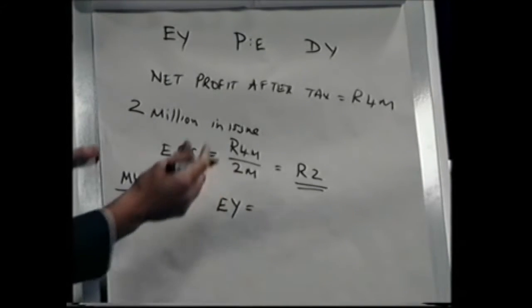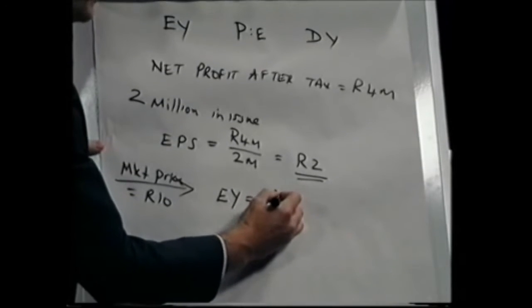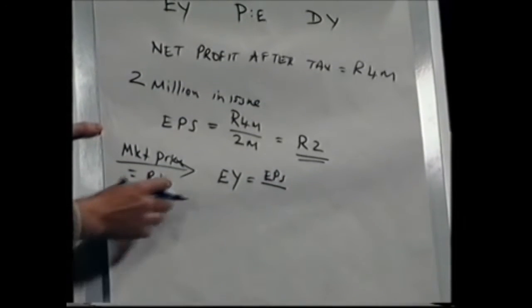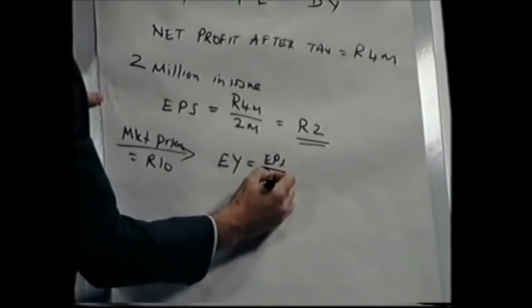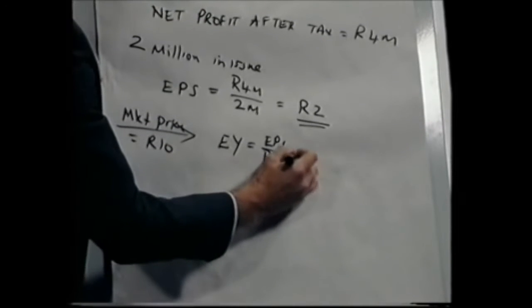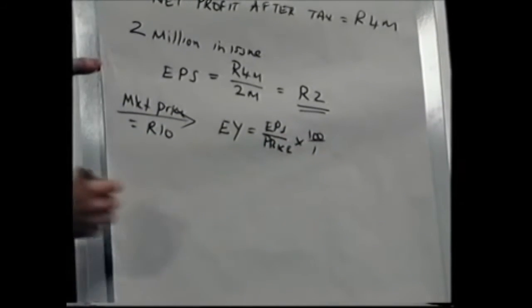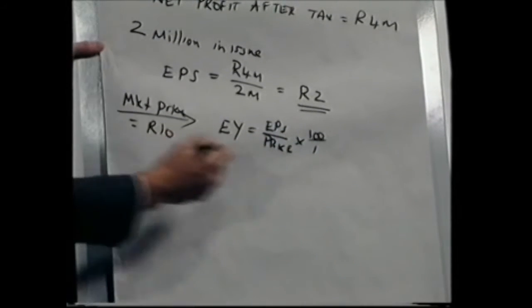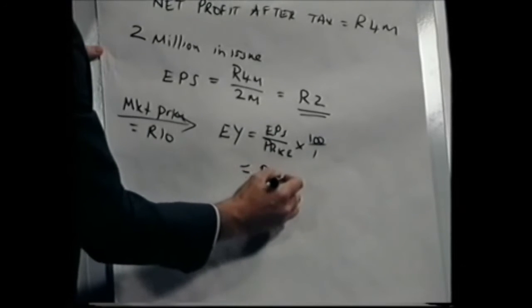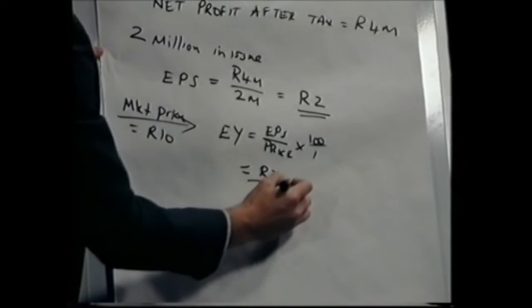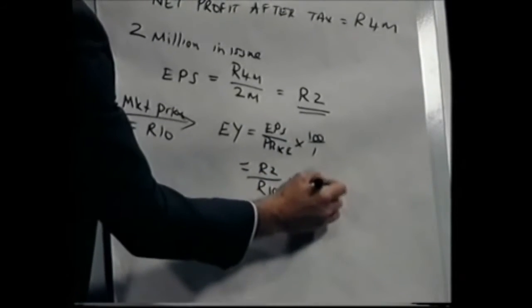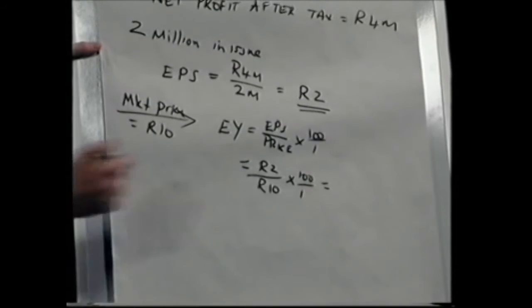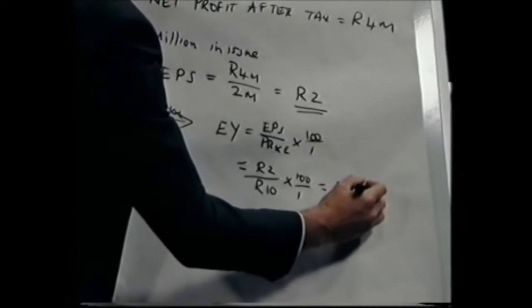And the earnings yield is very simply the earnings per share, the 2 rand return in a year, divided by the cost of the investment, in other words, the market price of the share, multiplied by 100 over 1 to express it as a percentage. So that becomes 2 rand divided by 10 rand times 100 over 1. So this company has an earnings yield of 20%.